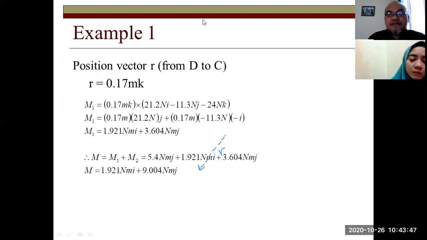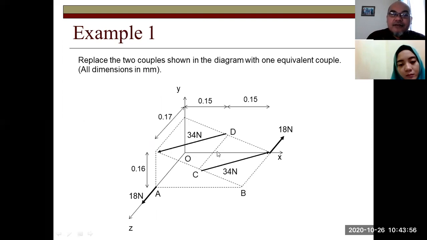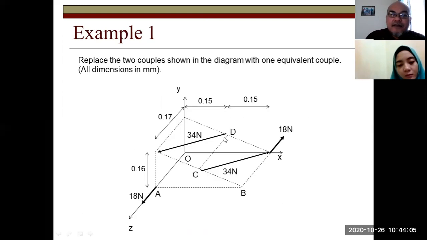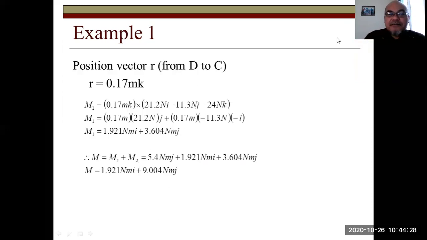Then the position factor, first screw drawing, from D to C. So see here, from D to C here will be R equals 0.17 meter K. Okay, so from here to here, RC minus RD equals this value, which is 0.17 meter. It doesn't have any X component, it doesn't have any Y component, it only has Z component, so it equals 0.17 meter K.